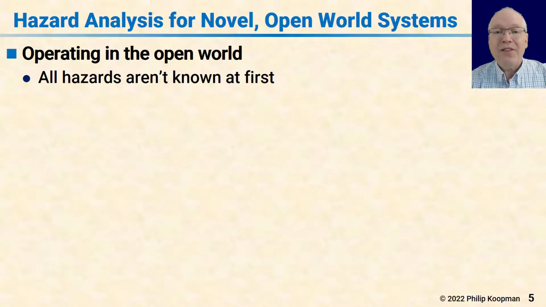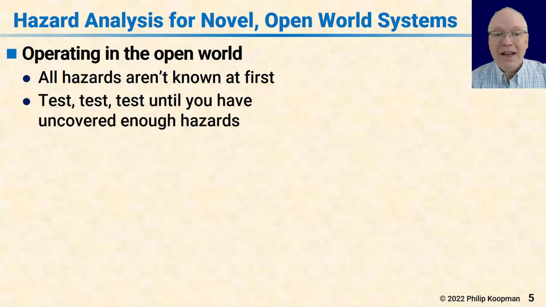Think about if you're trying to characterize different objects you would see in the external world. How do you know what all the objects are? Well, the objects are what they are. You can observe, you can find some, but there's probably something you missed unless you have incredibly long observation periods. So you don't know all the hazards. What to do? You test, you test, you test, you test some more until you've uncovered enough hazards.